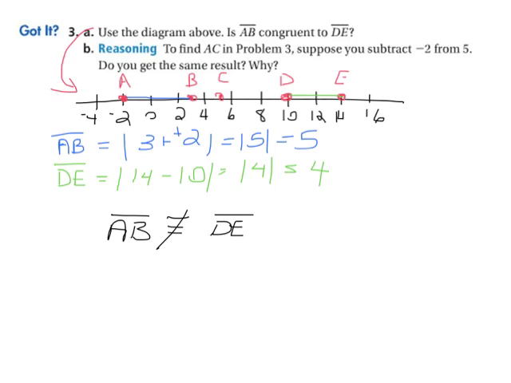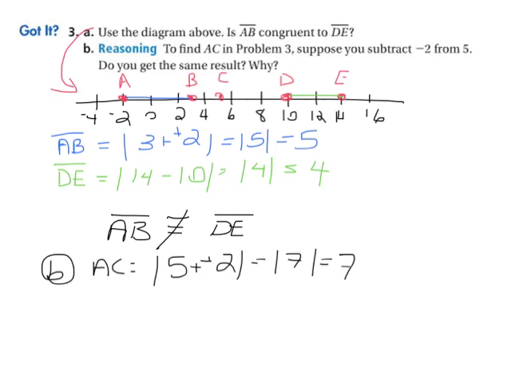To find AC, okay. For the second part, to find AC in problem 3, suppose you subtract -2 from 5. Do you get the same results and why? Yeah, you do, because subtract -2 from 5, minus a negative makes a positive.